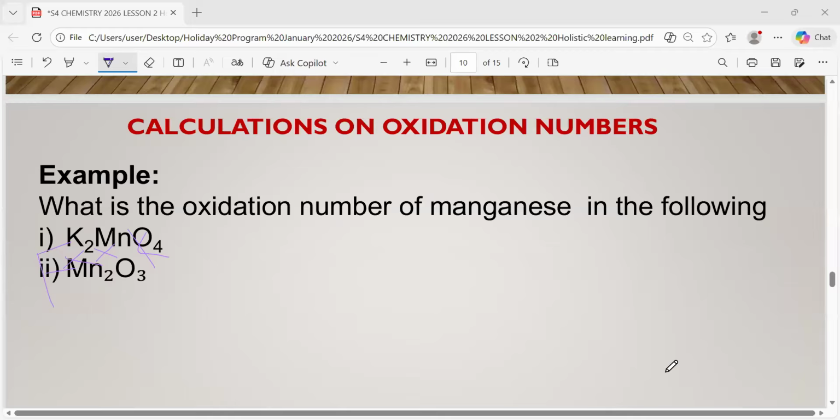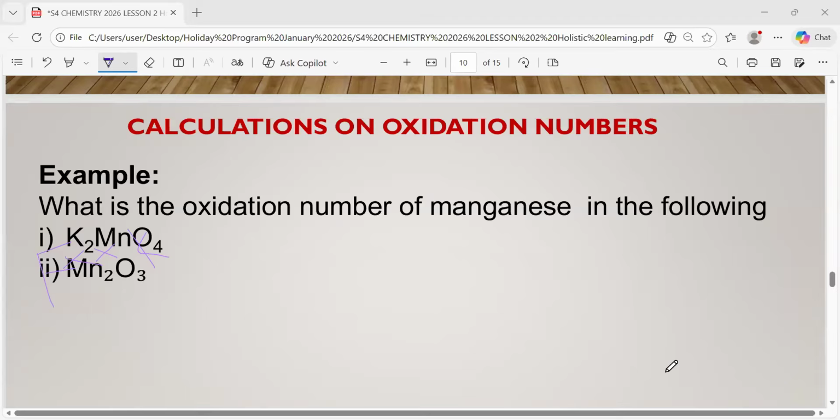Are we using a formula to work out the oxidation numbers? I've not heard. What is the formula for working out these oxidation numbers? Oh, that's where we are now. You can see the calculation now. Here we are saying, what is the oxidation number of manganese in the following? Now we are going to work it out together.